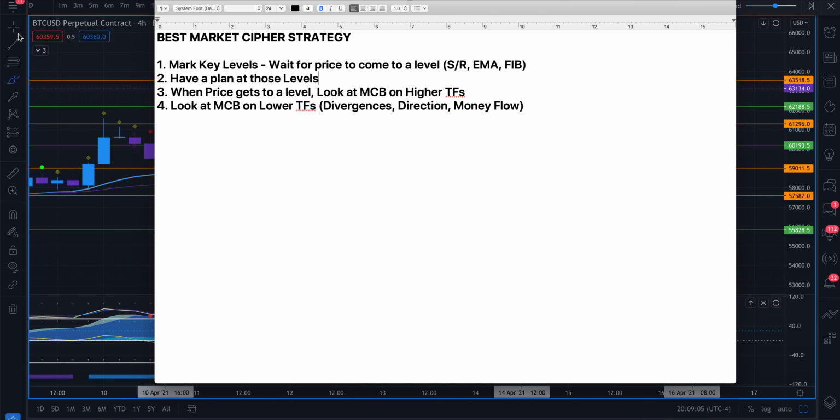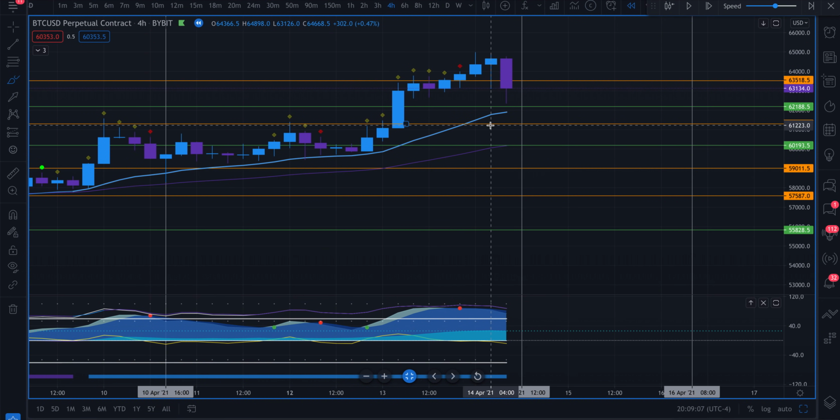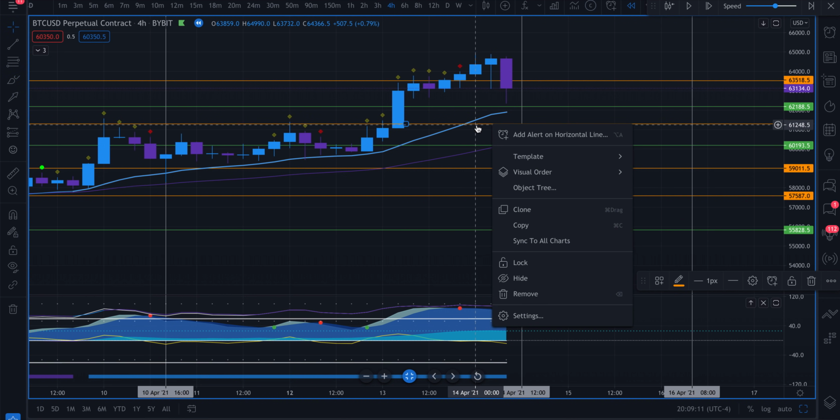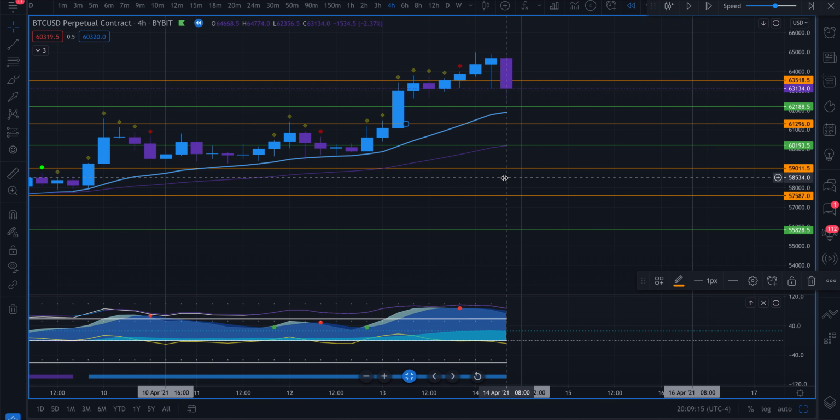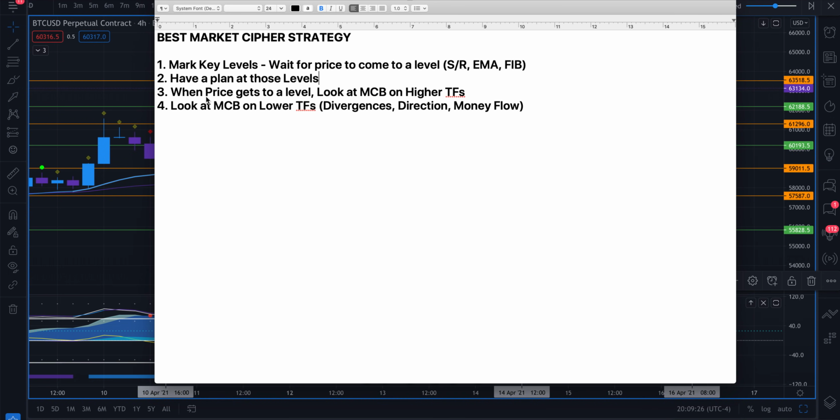I'm going to set an alert at this level right here, this orange level. The way you would do that is simply by right-clicking this orange line, and you click Add Alert on horizontal line. And of course, I can't do that because I'm in replay mode. But I do have a video showing you how to set alerts in TradingView on my channel. You can go check that out if you want help with that. But once price comes to that level, this is where we are going to look at Market Cipher to tell us if we should enter a trade or not.